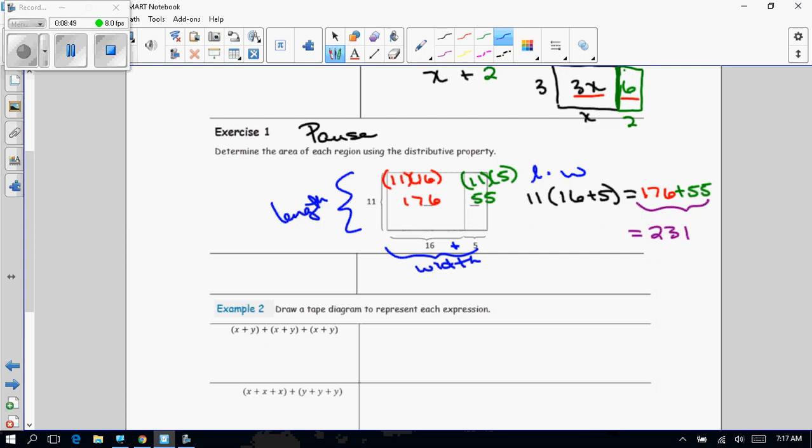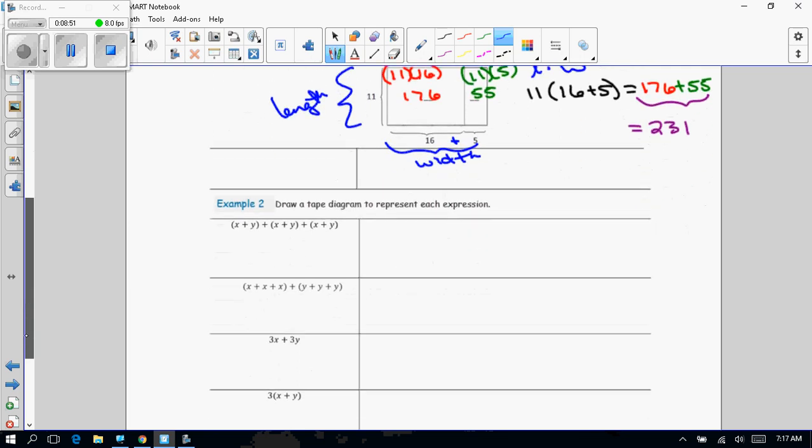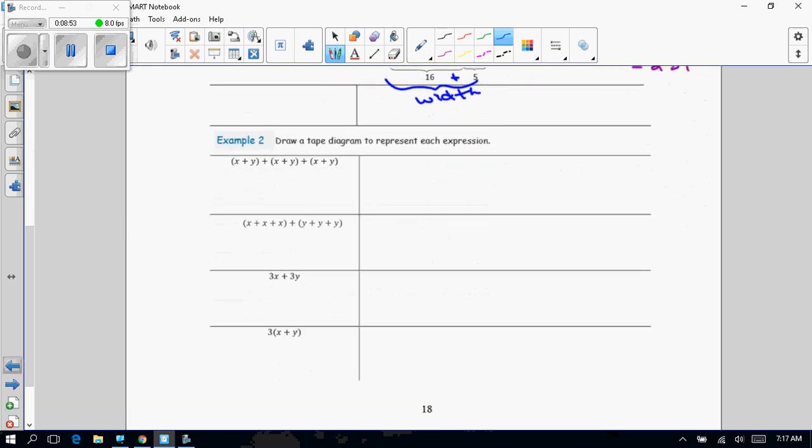All right, well, let's change it up just a little bit. Let's go to example 2. Draw a tape diagram to represent each of these expressions. Okay, so there's a couple different ways we can write these. So I'm going to start off with x. I have no idea how big x is. X plus y. They could be the same, they might be different. And I'm going to add to it x and another y.